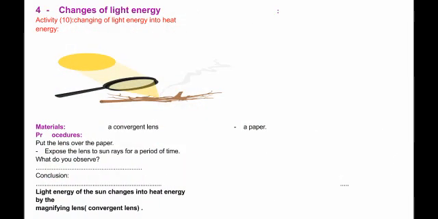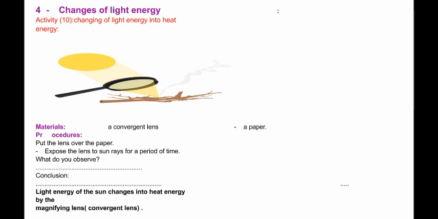So now, changes of light energy. How can we transform light energy into heat energy? By a convergent lens, a paper, and a light, and we can see this experiment. Put the lens over the paper and expose the lens to sun rays for a period of time. What do you observe? I will observe that the paper will begin to burn. How? Because the light energy of the sun changes into heat energy by the magnifying lens or convergent lens.